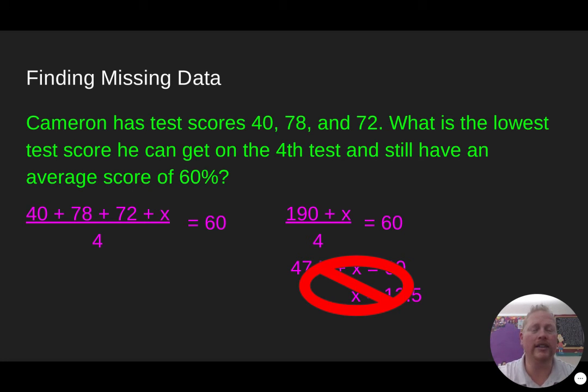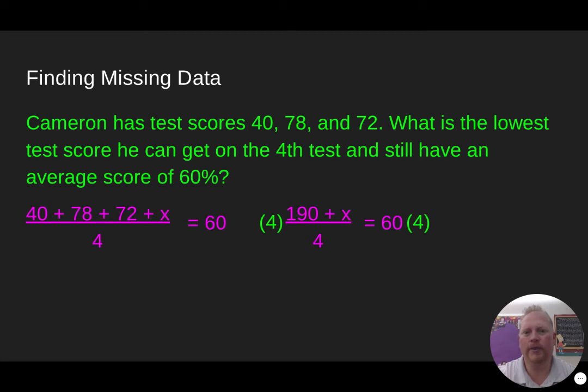So rather than take that 190 and divide by 4, don't do that. Once you add up all those numbers in the numerator, you want to get rid of the fraction. So let's multiply by 4 on both sides. Then I get 190 plus x equals 240. And doesn't that make sense? If his average score is going to be 60 and there's 4 tests, wouldn't that give him a total of 240 points? He's already earned a total of 190 points, and he needs to earn a total of 240 to get that average of 60. So you subtract, and he can get by with a 50% and still have an average of 60.